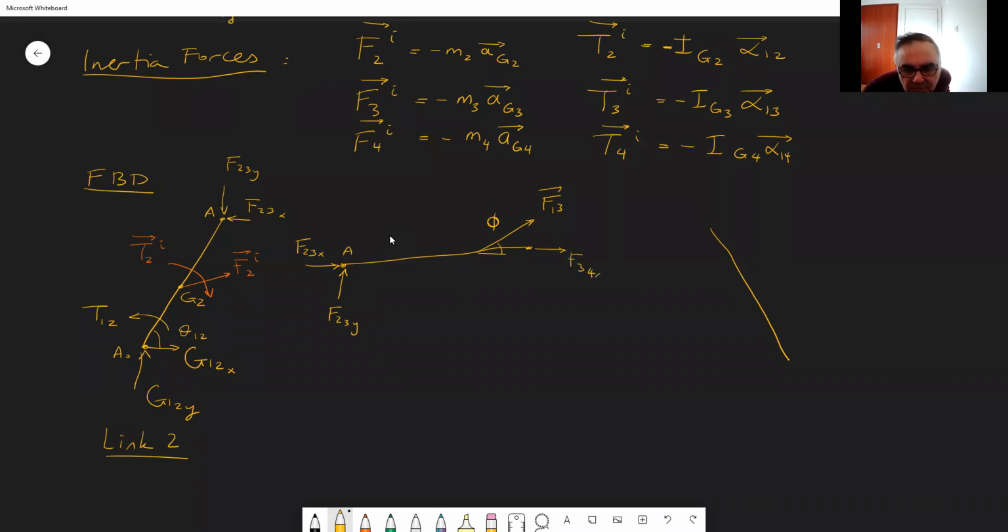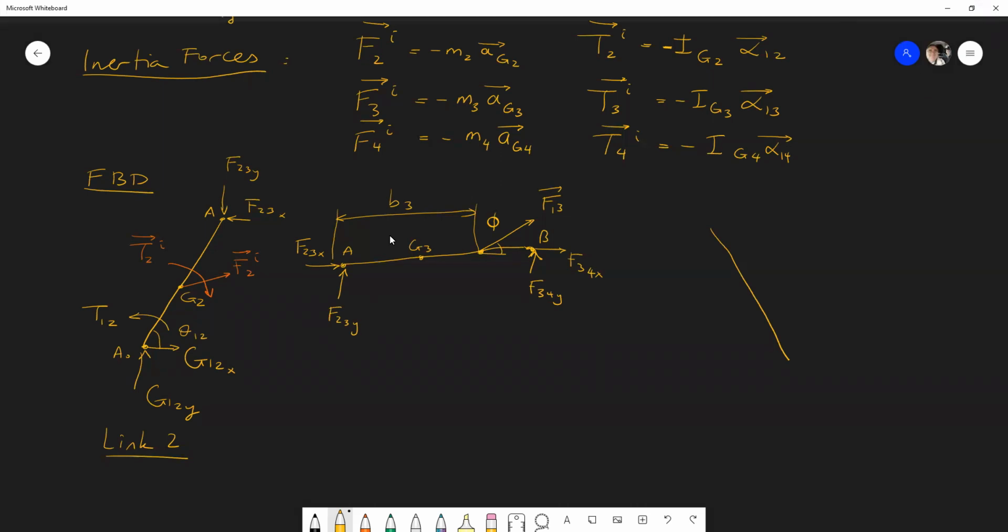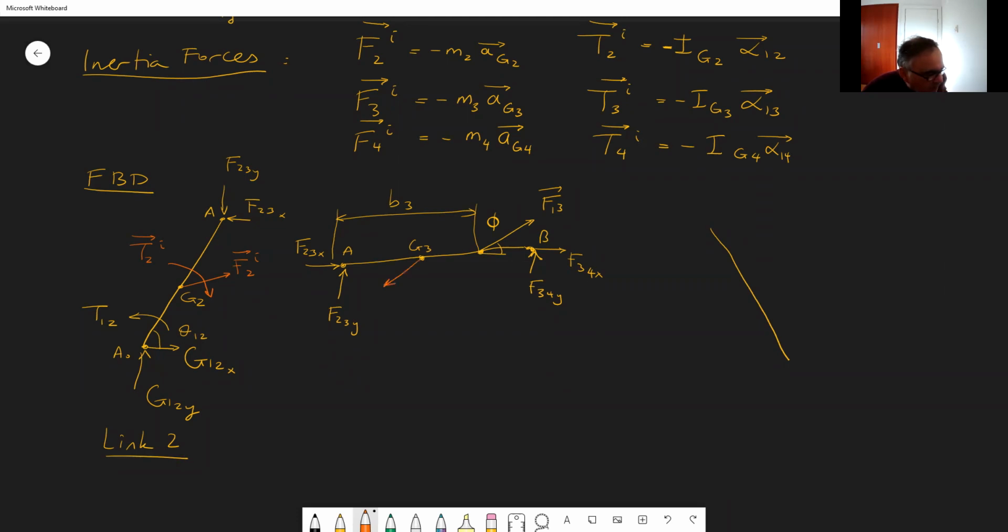Okay, here you have, this is A, this is B. Okay, we have, this is, let's say, G3. By the way, we know that this distance between here and here is B3, okay? The point of application of force is at B3. G3 is at distance G3. Anyway, we have the inertia forces. Let me draw those. F3I.